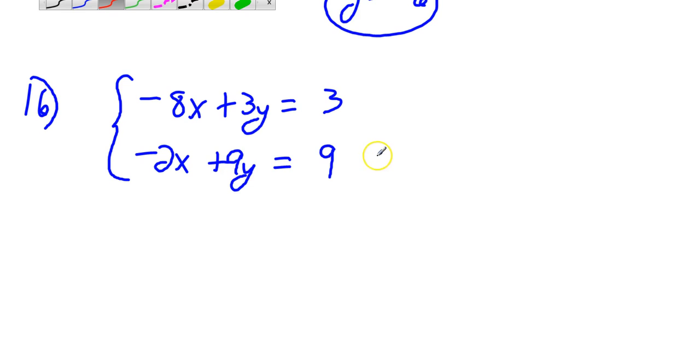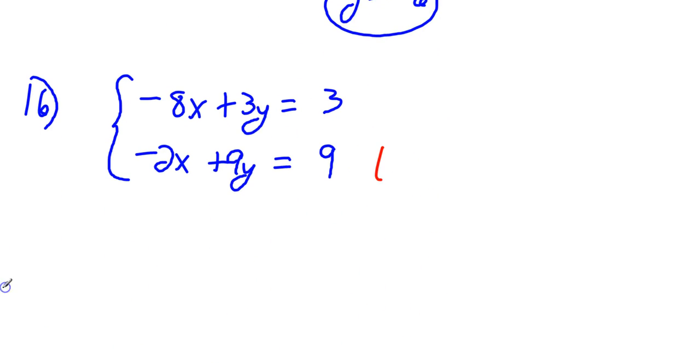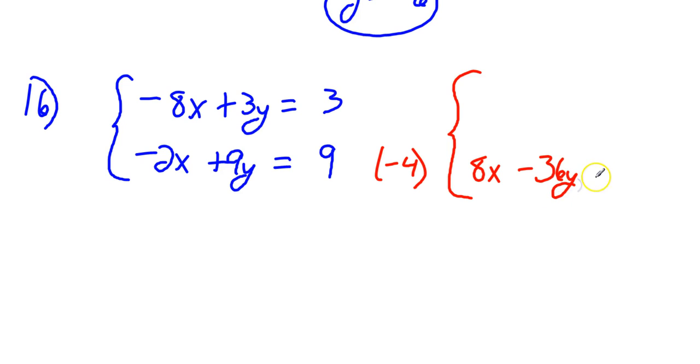I kind of like changing the bottom one. So I'm going to multiply this one by, wait, what did we do back here? We got rid of y back here. Let's get rid of the x's over here. So let's multiply by -4 to get rid of the x's. So that makes that a positive 8x, a minus 36y equals, and just be careful with your signs here, -36. Negative 8x plus 3y equals 9.